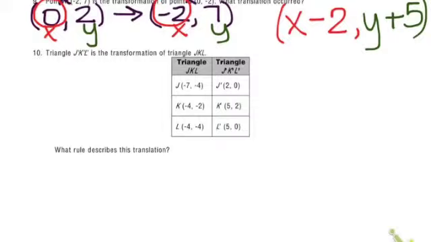Another way that you can look at that is if x decreased by 2, well, it went in the negative direction, so this translation went left 2, and then the y increased. The increasing is going up the positive direction, so then it went up 5. So there's a couple of ways you can write that translation. All right, number 10, I want you all to pause the video while you try that one on your own.